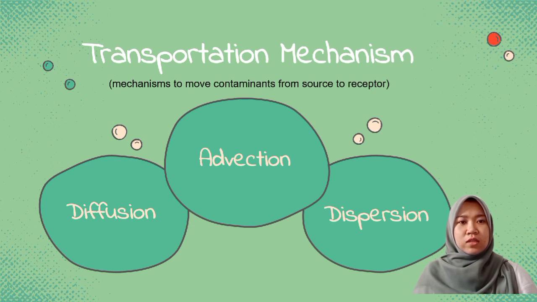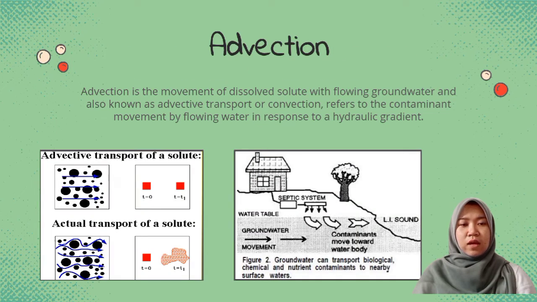In addition, there are a few transportation mechanisms that are involved in the biochemical process, which are advection, diffusion, and dispersion. These mechanisms are used to move the contaminants from source to receptor. Advection. Advection is the movement of dissolved solute with flowing groundwater, also known as advective transport or convection. It refers to the contaminant movement by flowing water in response to a hydraulic gradient.